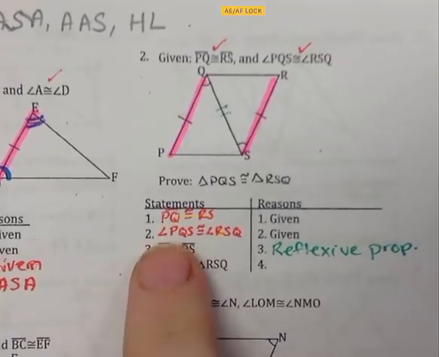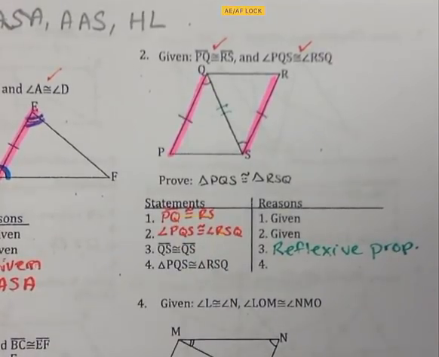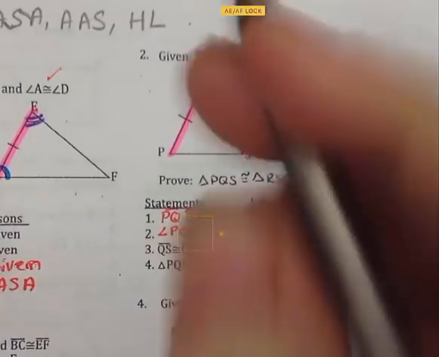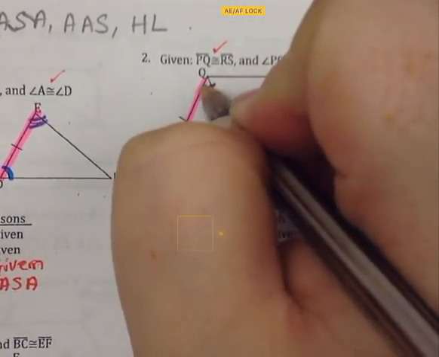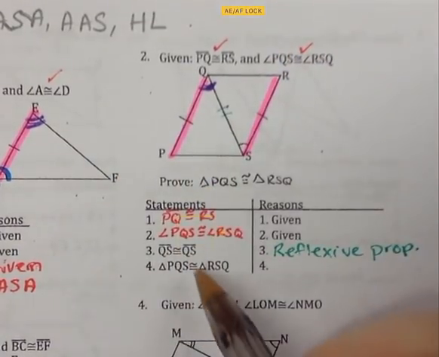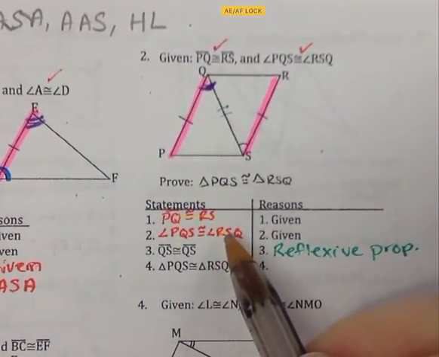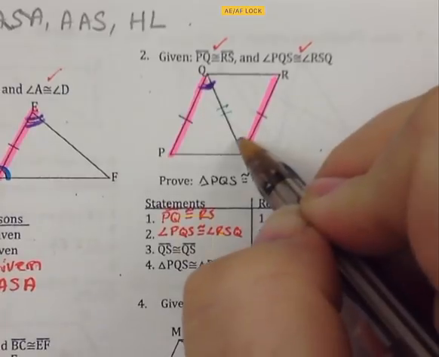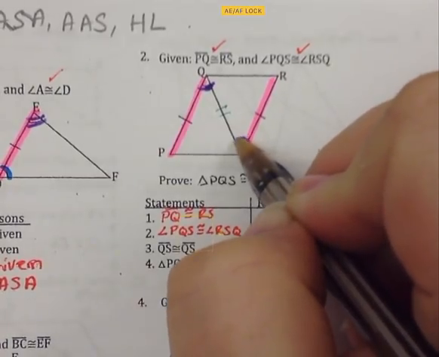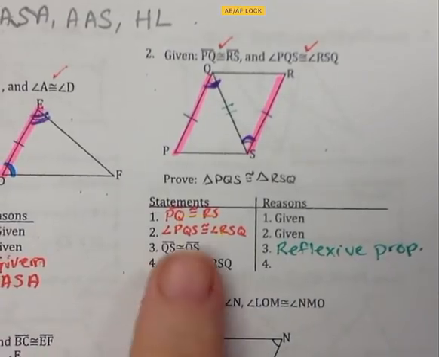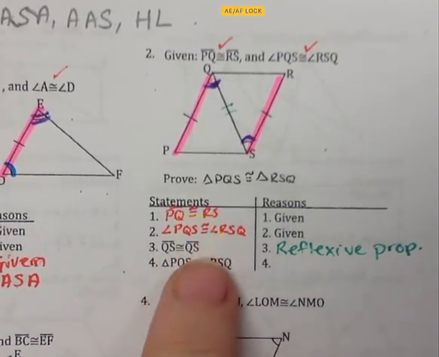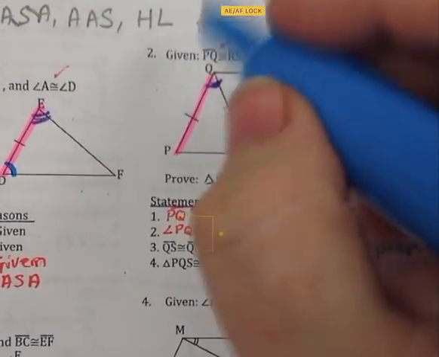Then we have angle PQS, so I can outline that in purple. It's an arc, PQS. So Q is the vertex. And angle RSQ. S is the vertex. So I'm going to go down to S. It also has 1 arc, so I'm putting that in purple. And then the next one is QS is congruent to QS. So I can highlight that in blue.